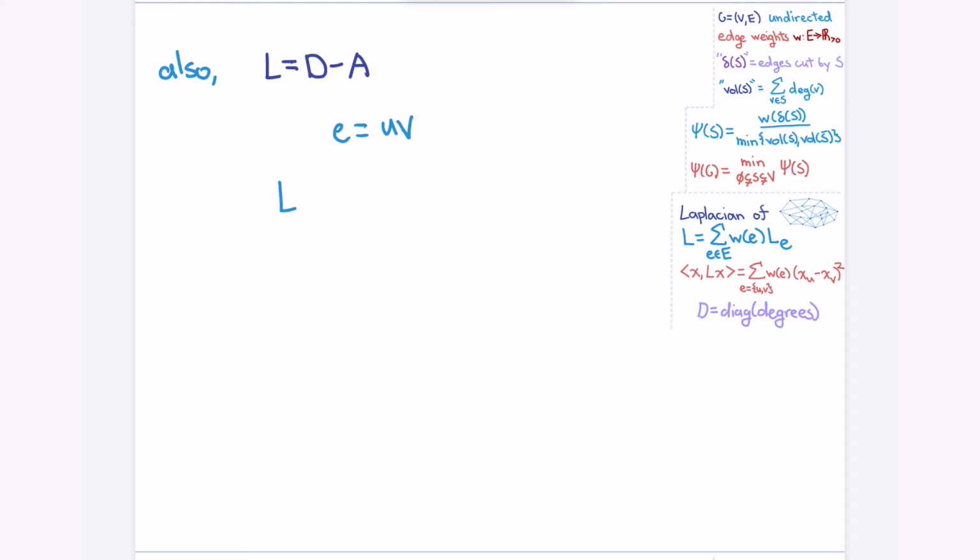In that case, the Laplacian of this edge was something like the outer product of 1 at U minus 1 at V as a vector. Outer product 1 at U minus 1 at V, right? So if you look at that outer product along the diagonals for U and V, you're going to have a 1 there. And then on the off diagonal U, V, and VU entries, you're going to have -1 because you're going to have 1 times -1. Okay? And the Laplacian is just a weighted sum of these terms, so you get that.